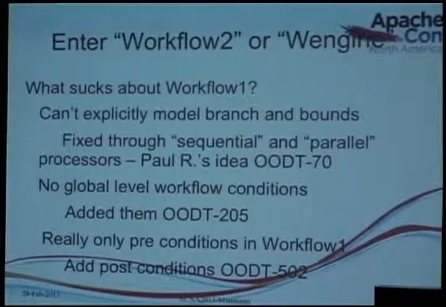So enter workflow two, or WEngine. And so they said, well, heck, we're designing our own fully new component. What should we do? Well, what sucks about workflow one? Well, we can't explicitly model branch and bounds. Okay, so we're going to explicitly model it.